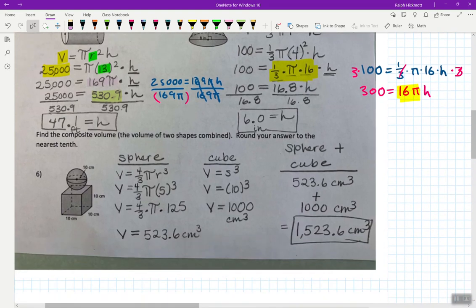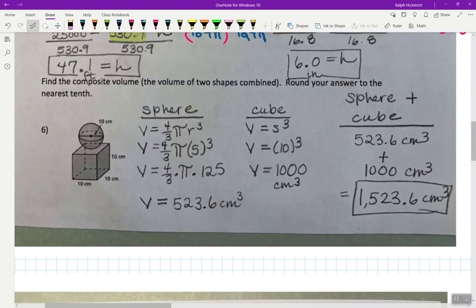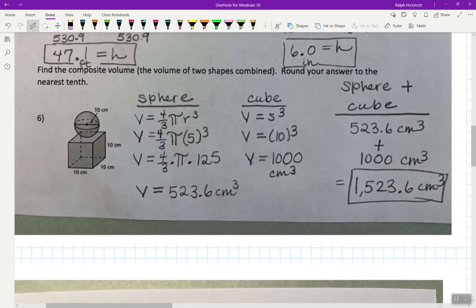All right, let's go to that bottom question. Now, this one was a little bit different because you're looking at what's called a composite. Even if you don't know what that word means, immediately following it I wrote in what it actually means. A composite is the volume of two shapes combined. So what you need to do is ask, what shapes are they? If you look carefully, there's a sphere sitting on top of a box, and it's a cube.